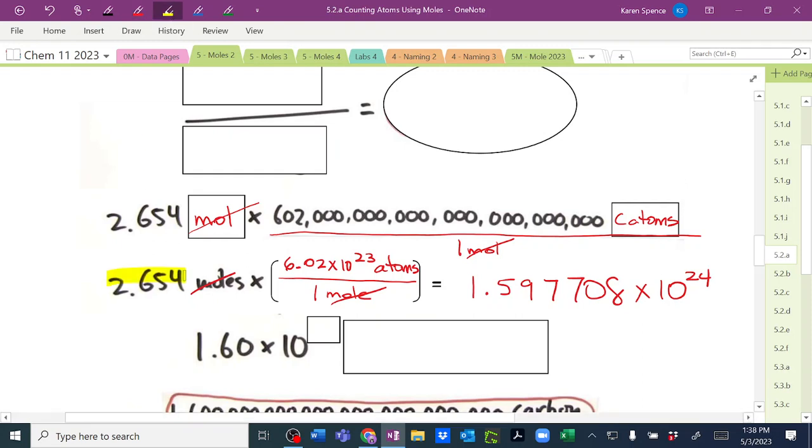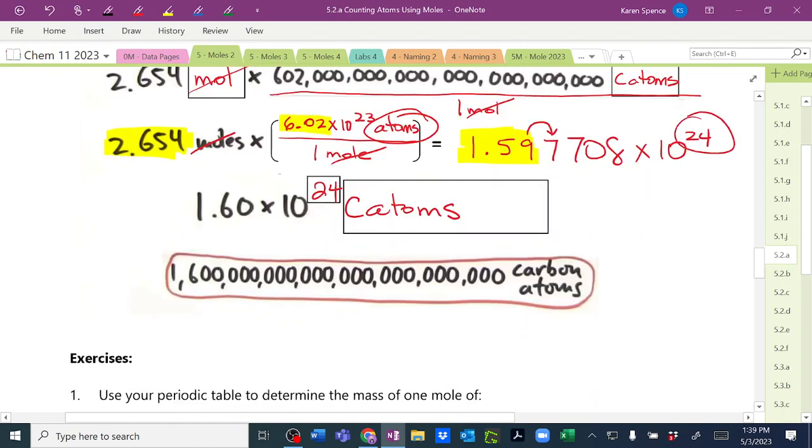We have 4 sig figs here in the 2.654, but we have 3 sig figs in 6.02, so our answer will get rounded to 3 sig figs, and because that number to the right is a 7, we're going to round up to 1.60, and it's going to be times 10 to the 24. And the only unit we have left is the atoms, specifically carbon atoms. And if you want to know how many that is, that's it all written out. Okay?